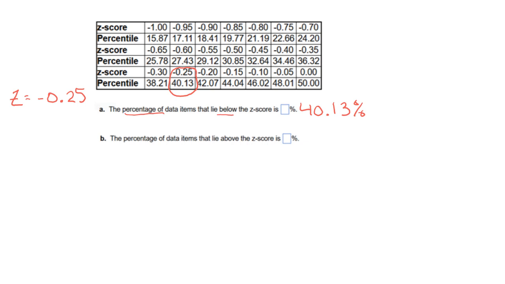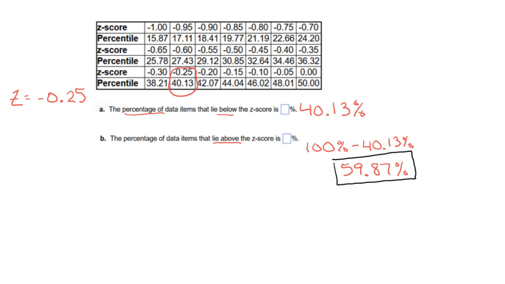If we look at part B, it wants the percentage of data items that lie above the z-score. So once again, what we need to do is take the 100% minus the 40.13%. And this will give us a result of 59.87%. So this is the percentile above, and this is the percentile below.